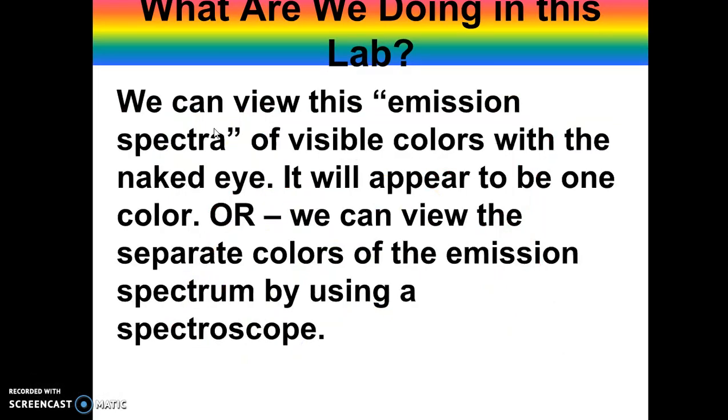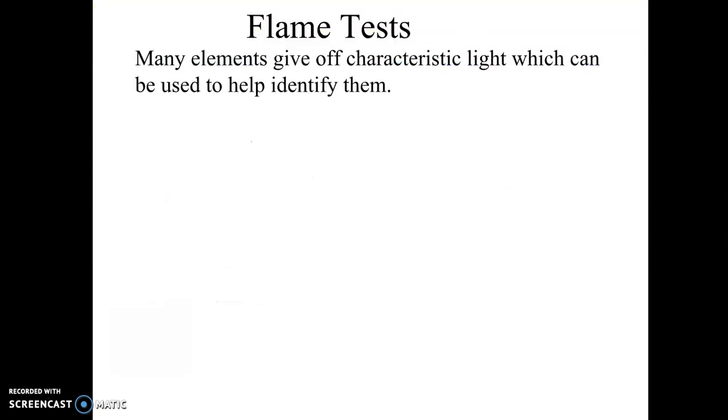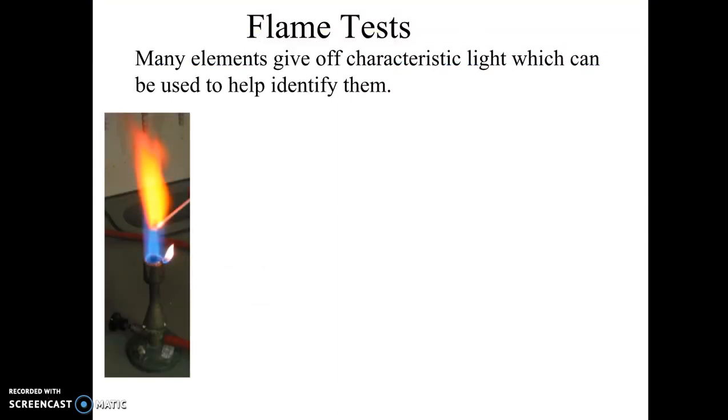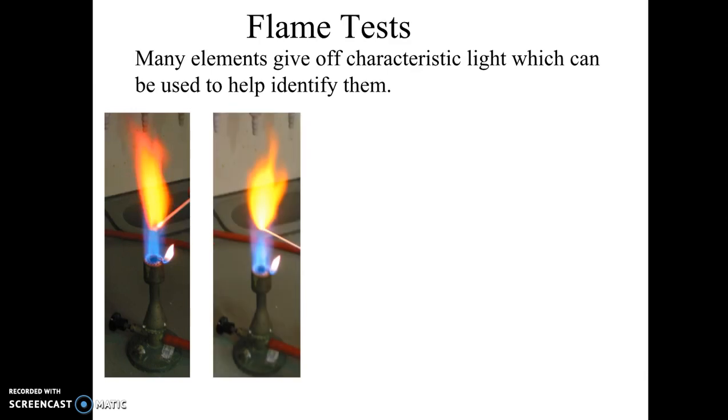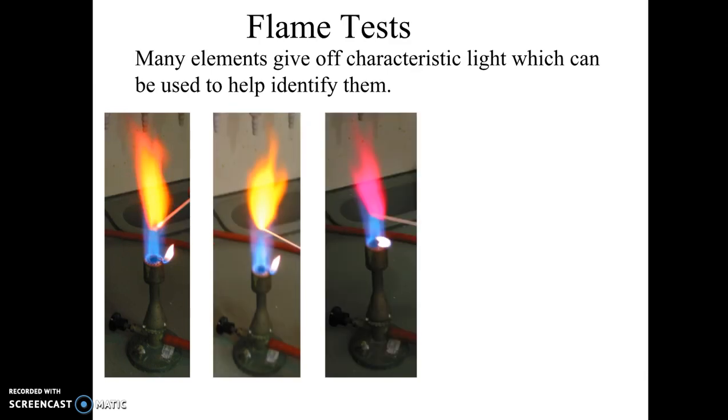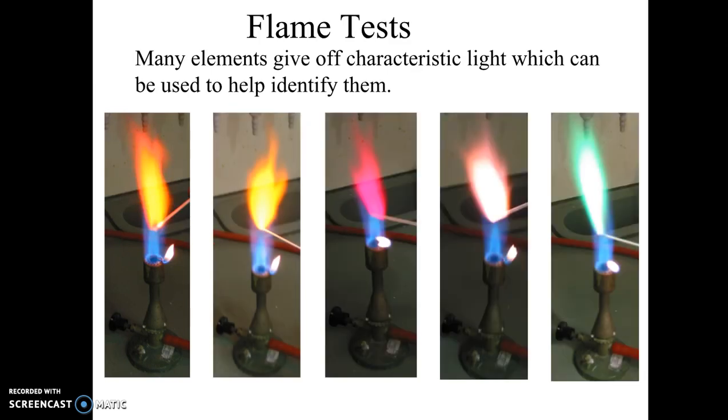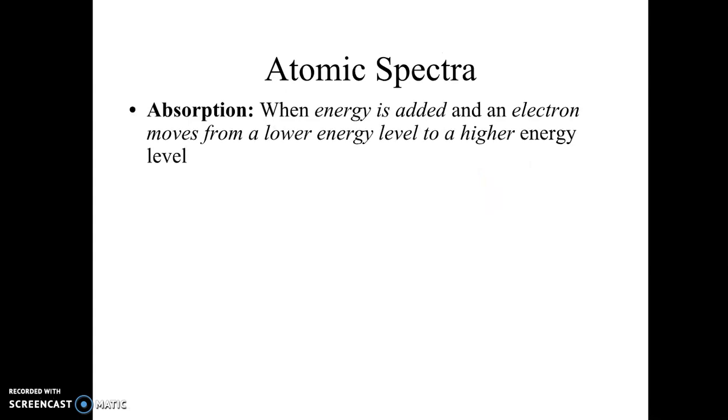So what are we doing in this lab? We can view the spectra of visible colors with the naked eye. It's going to appear to be that color. Okay? So different elements will give off a different amount of light, and those different colors are going to help us figure out who killed Pineapple Willie, okay? Who did it? Okay, so this is going more with atomic spectra.